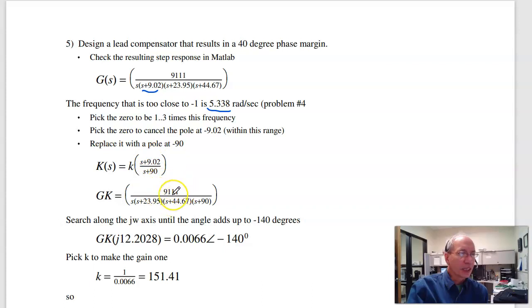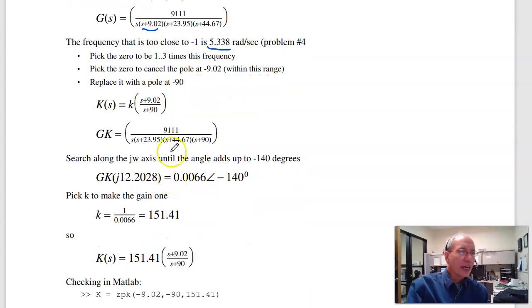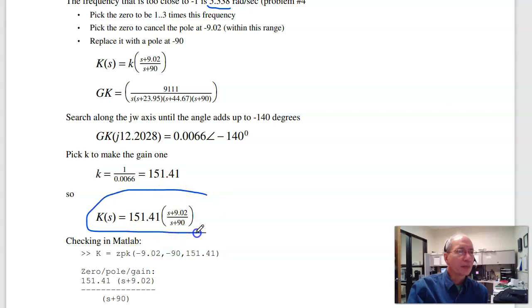So there's G times K. Now, where is the phase minus 140 degrees? I'll search until the angles add up. It's now at 12 radians per second. The gain is wrong. Pick K to make the gain 1 there, so there's K. And here's K of S.